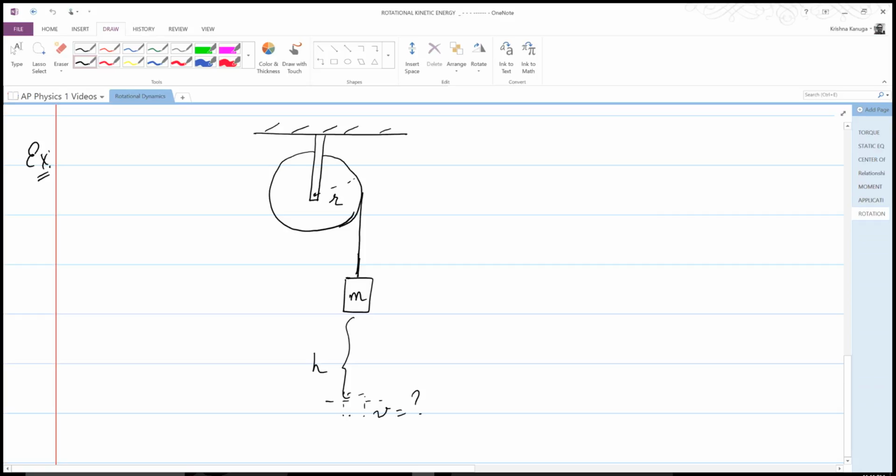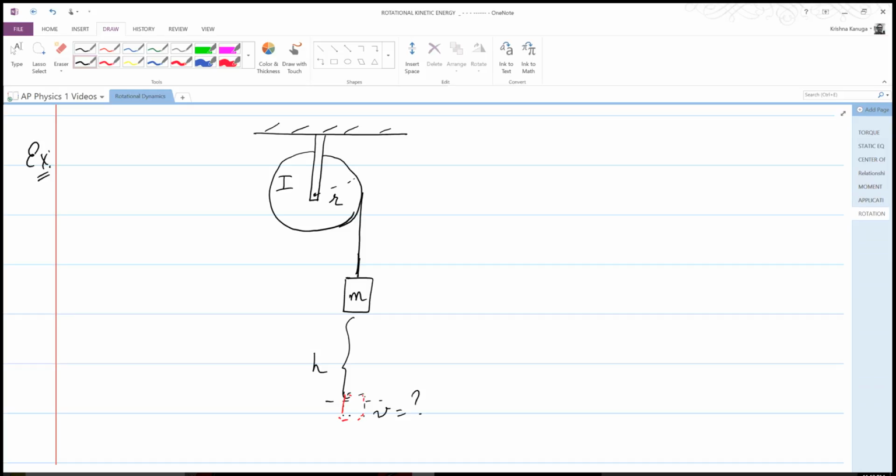Okay, so in this problem, we have once again a pulley and a mass attached to it via a string that is wrapped around the pulley. The moment of inertia of the pulley is I, and our goal is to find the speed of this object when it has fallen some height h.